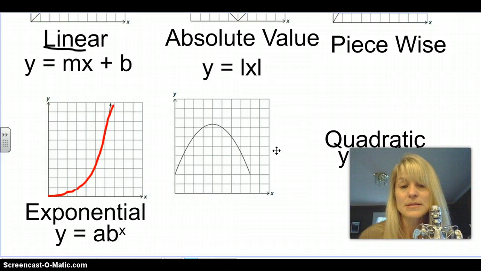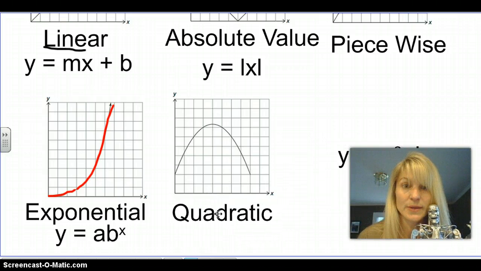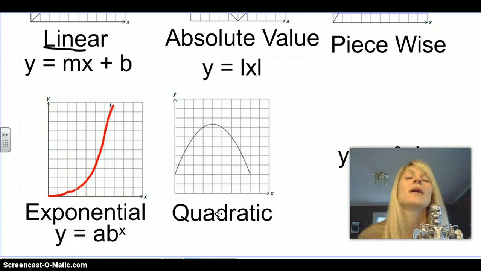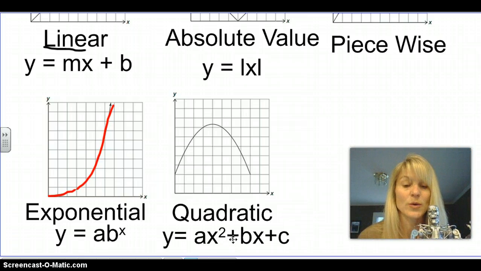Okay, and then some of you in your pre-assessment knew what this was. This is called a quadratic equation, and we're actually going to spend quite a bit of time on these quadratic equations. This is the standard formula that you will see for a quadratic equation. The highest exponent we'll have would be x squared. So if it has an x squared and nothing larger exponent than 2, you know it will be a quadratic.